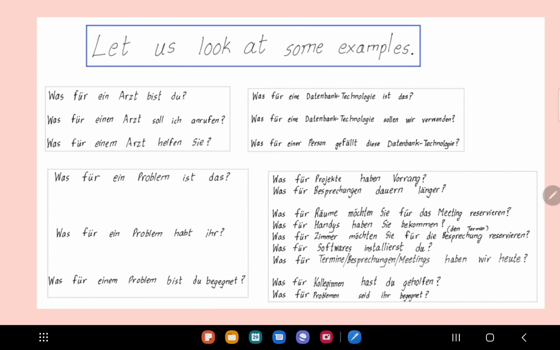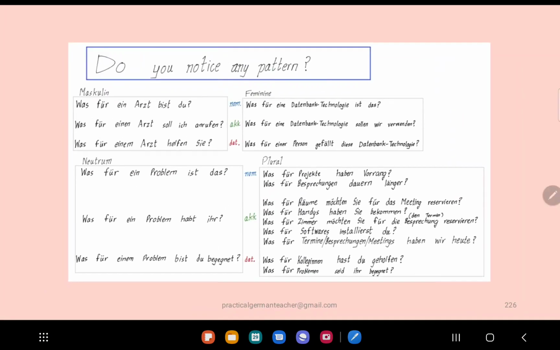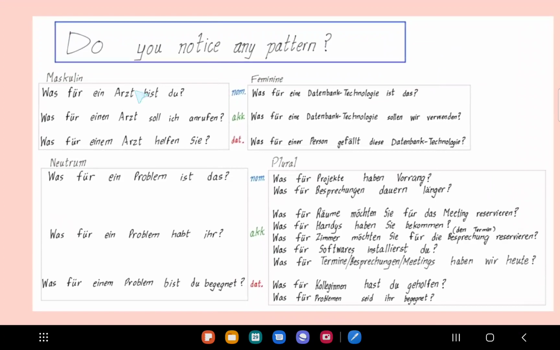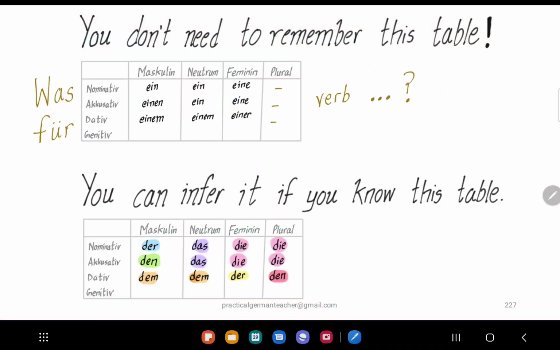So let's look at the same thing with more details. I mean, just what I just said. So this box, the nouns that were associated with was für were masculine. Here the nouns associated with was für were feminine. Here the nouns associated with was für were plural. Here the nouns associated with was für were neutral. And nominative, accusative, dative, nominative, accusative, dative. So I think you know this.